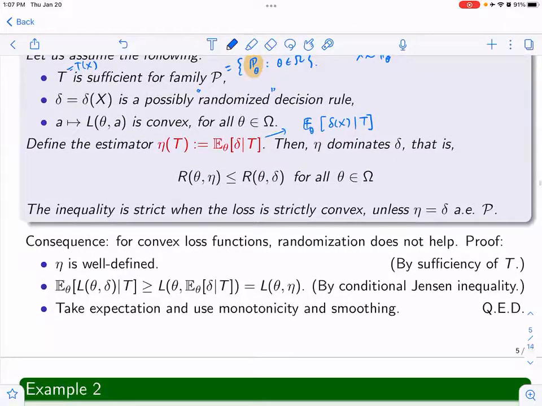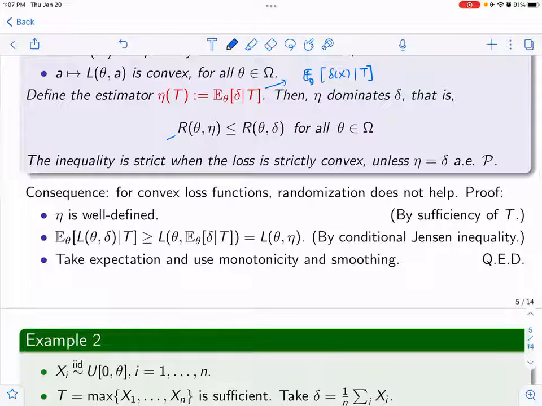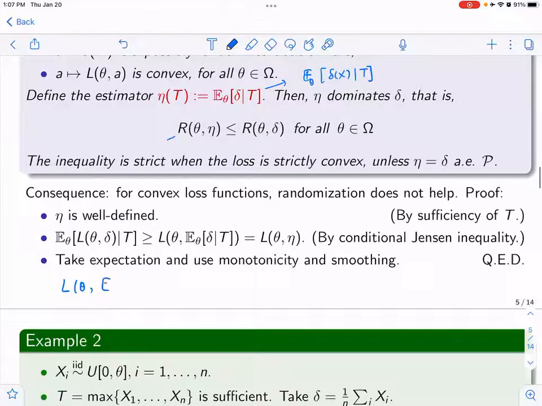So eta is a valid statistic, and the next step is to show that the risk is basically below or equal to the risk of delta. And for that, we're going to apply Jensen's inequality. I've written it here. So if I form L theta and then expectation of, I can apply the Jensen conditional on something. Conditional expectation is similar to the expectation in that sense. So I have the conditional expectation here. You can mentally remove conditional on t if it bothers you.